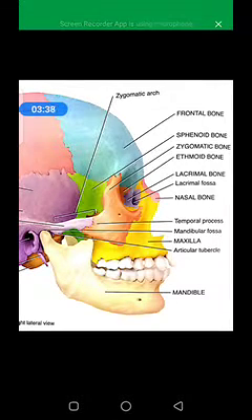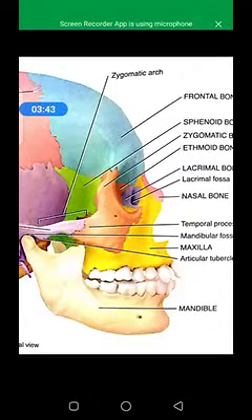Now there is the nasal bone; you can see the two nasal bones from the side. Then there is the temporal bone. The temporal process of the zygomatic bone and the zygomatic process of the temporal bone form the zygomatic arch. The lateral arch of your face is the zygomatic arch.